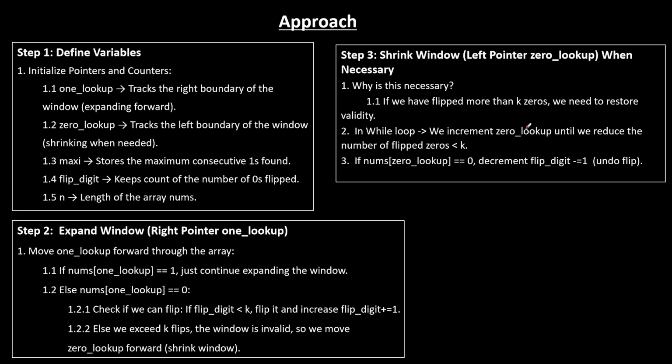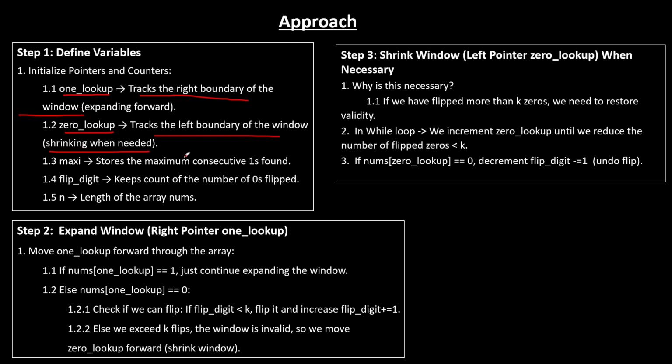Now, since we got the intuition of the problem, let's look into the approach of how we're going to solve it. For the sliding window technique, what is the foremost thing required? We need two pointers in this case because this is a dynamic sliding window technique. It is not a fixed size window. The window is variable, but it depends upon the size of k, the number of zeros we are having in the subsection of the array. So one lookup tracks the right boundary of the window. This would be one of our pointers. Zero lookup tracks the left boundary of the window, shrinking when needed.